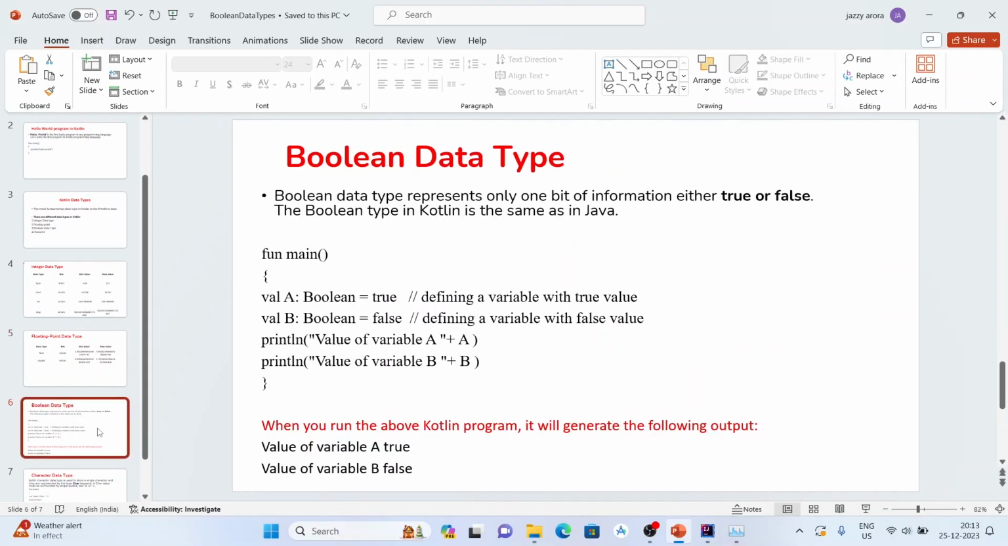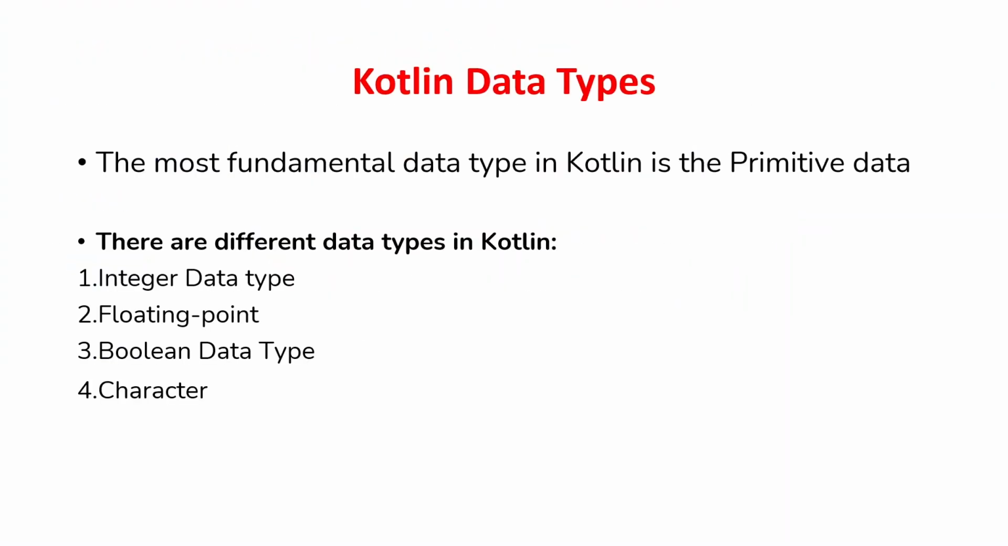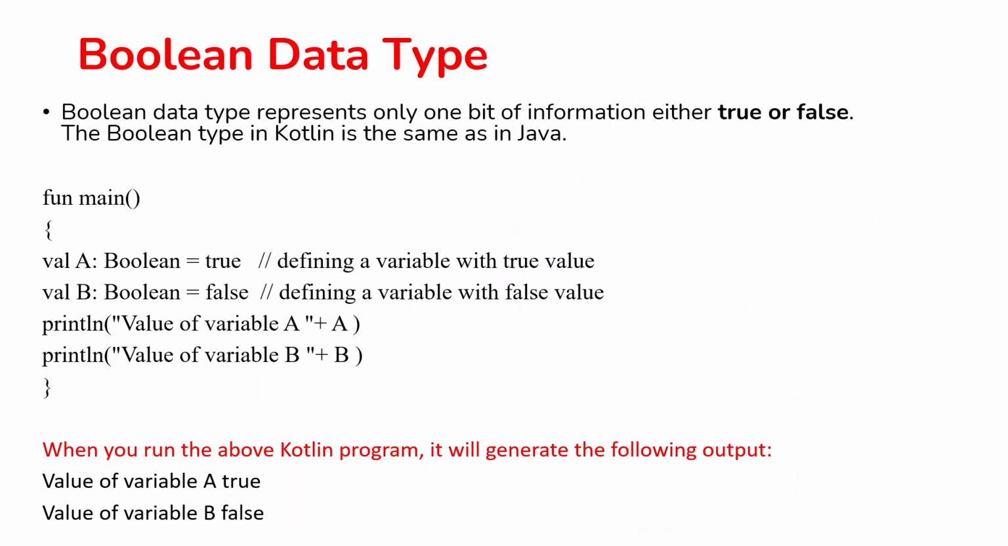Now let's talk about the Boolean data type. The next type of primitive data type is the Boolean data type. Boolean data type represents only one bit of information, either true or false. If we are expecting a variable which will return either true or false, we will use the Boolean data type. Boolean type in Kotlin is the same as in Java. If you have studied the Java programming language, the Boolean data type is the same as in Java.